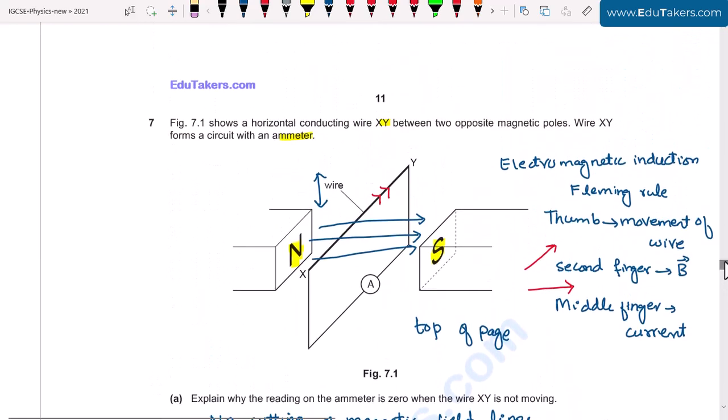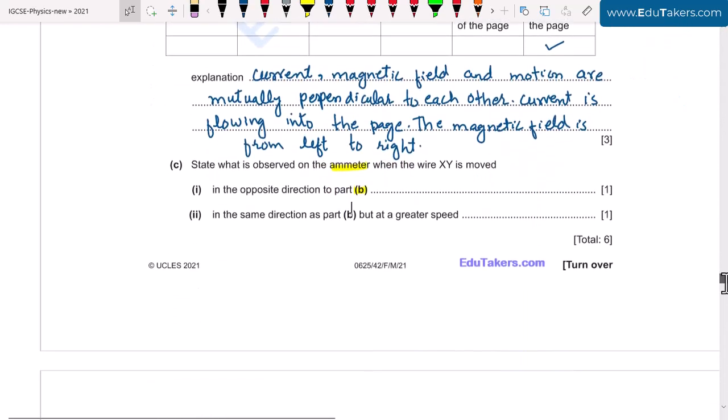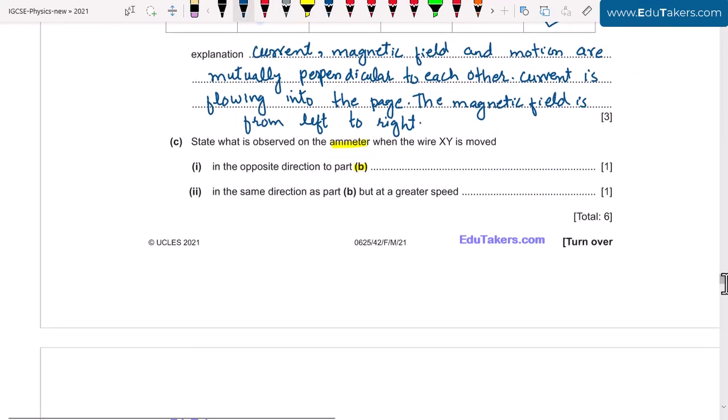Here the motion of the coil, the motion of the wire, is towards the top of the page. But in this part we have reversed it. It moves in the opposite direction, then the direction of current will be opposite and there will be a deflection on the ammeter which indicates that current is flowing in the opposite direction. So I write here: opposite deflection on ammeter.